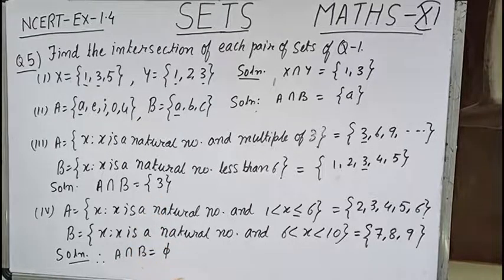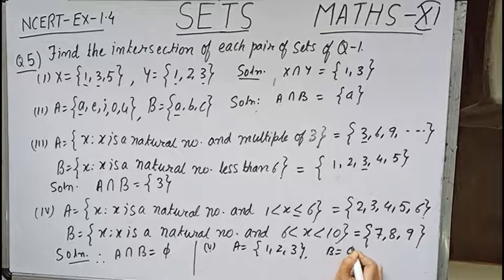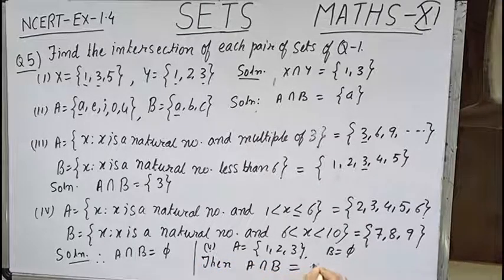Similarly in subpart number 3. Now subpart number 5 is the sets are A is equal to the set containing 1, 2 and 3 and B is equal to the empty set. Then A intersection B is equal to the empty set because no element is common to both.